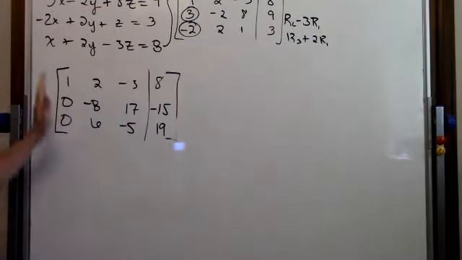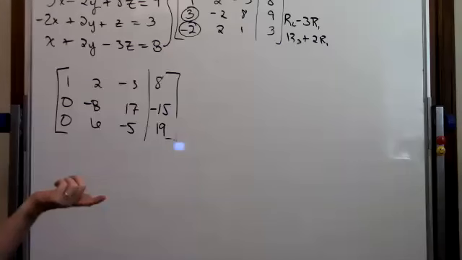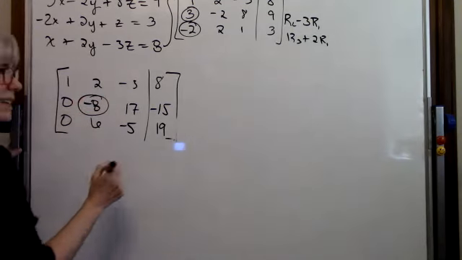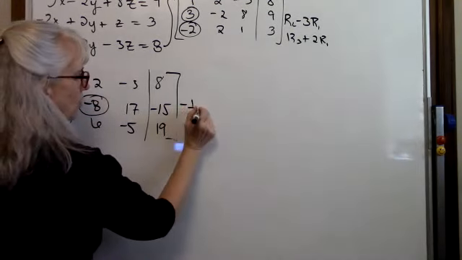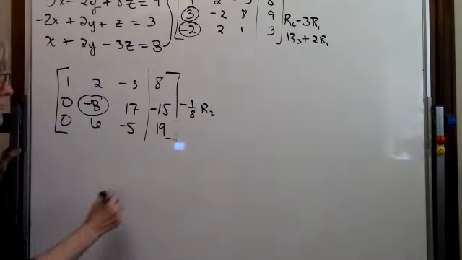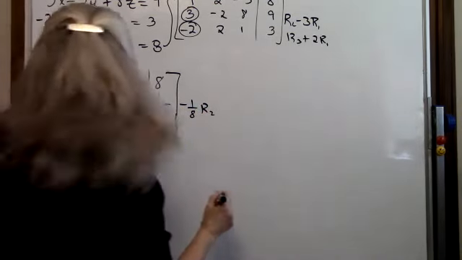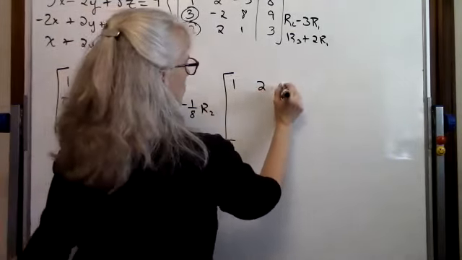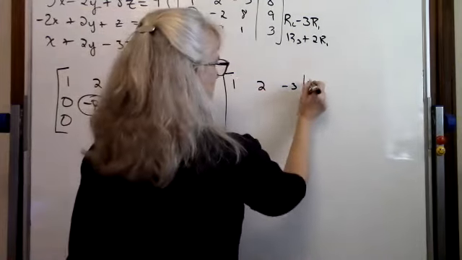So the first column is good to go. We're now going to go to the second column and manipulate it. What we need here is the 1 in this spot first. So to get that, we're going to do a -1/8 of row 2. A -1/8 of row 2. I'm going to copy everything else over the way it is. That's the 1, the 2, the -3, and the 8.